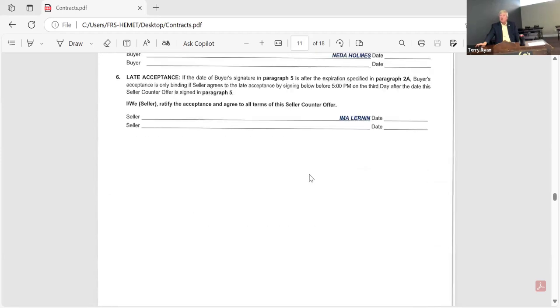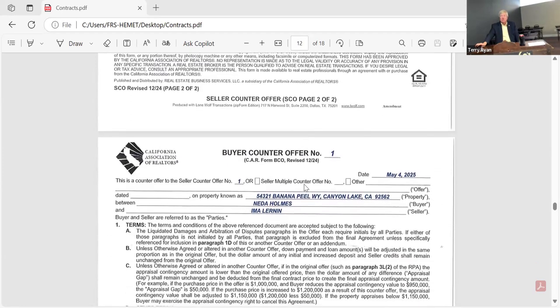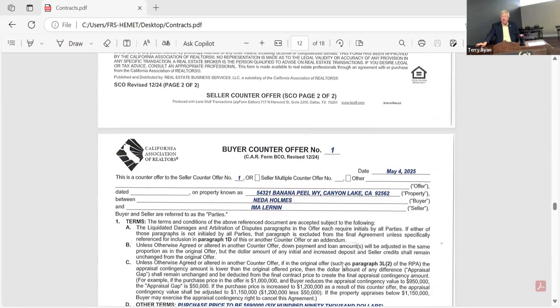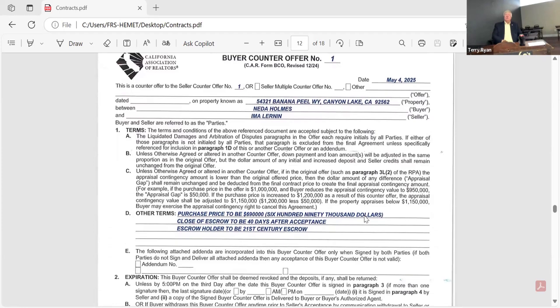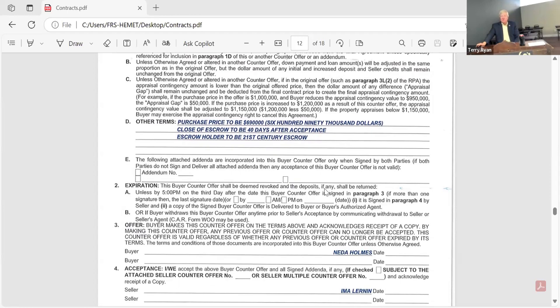Now, does the buyer have to accept the seller's counteroffer? No, not necessarily. Remember those things that we just talked about, how they can continue to accept offers and leave the property active. So here is the buyer's counteroffer. Well, we want the purchase price to be $690, and close of escrow we'll agree to 40 days, and escrow holder will be 21st Century Escrow. So they counter with those items and sign here. If the seller accepts that, they sign here and we have a deal.